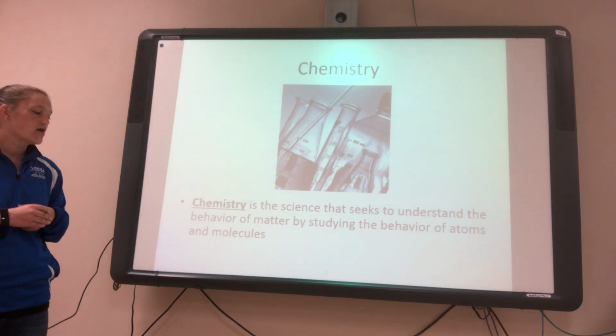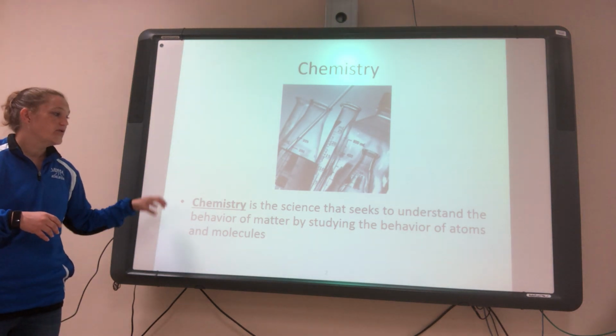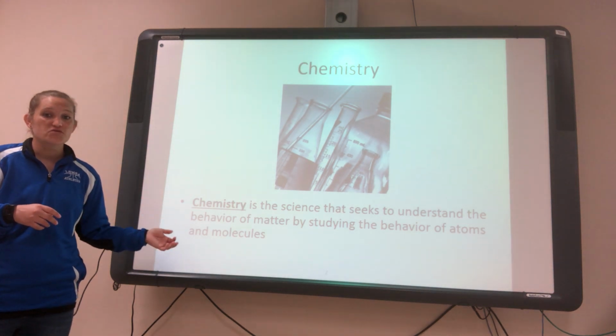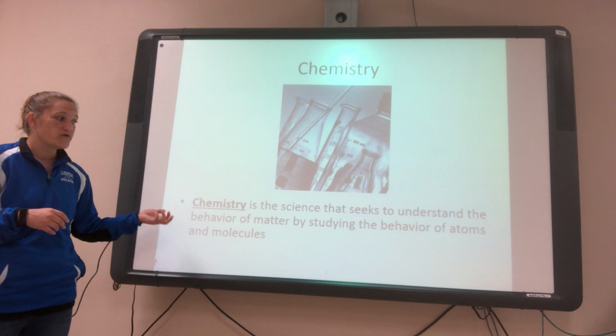And then we're also going to talk about the fundamental laws. There are laws that govern why atoms and molecules behave the way they do, so that we can make predictions as to what to expect.